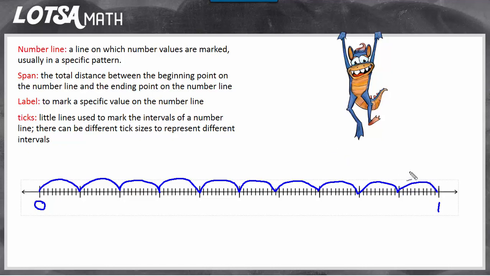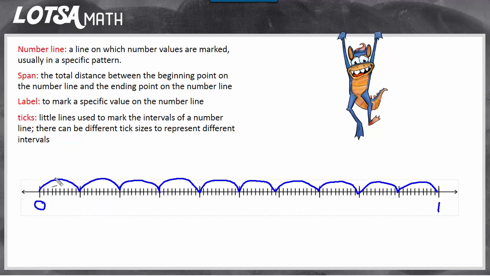And then just go back and count your spaces. 1, 2, 3, 4, 5, 6, 7, 8, 9, 10. So the bigger ticks break this number line into 10 different spaces. And since we've broken it into 10 parts, each part is going to be 1/10. So this first part is going to be 1/10 of the number line. The second part is going to be 2/10, 3/10, 4/10, and so forth.